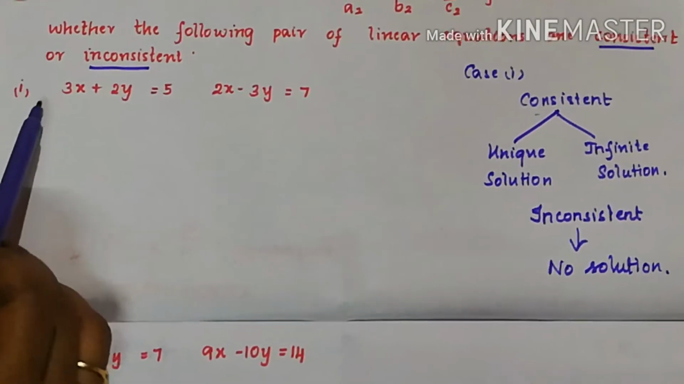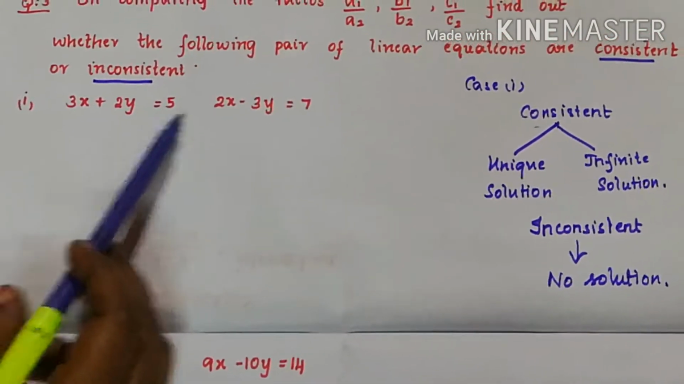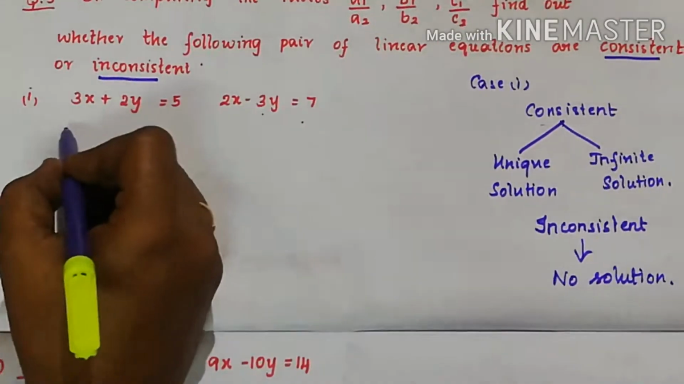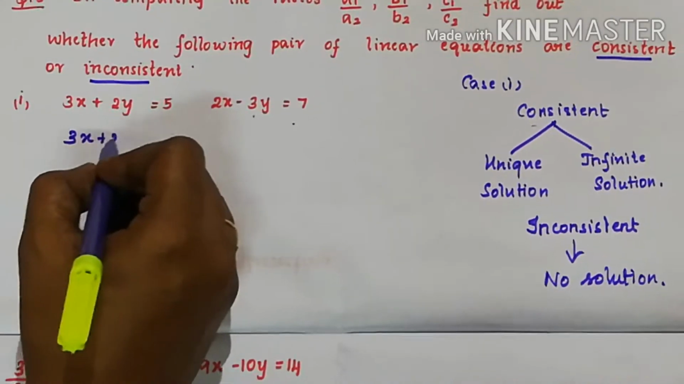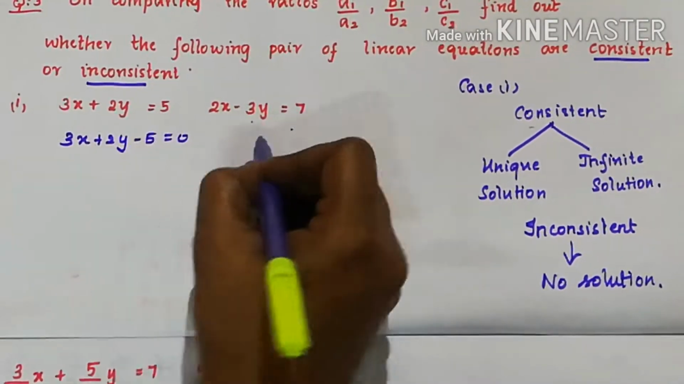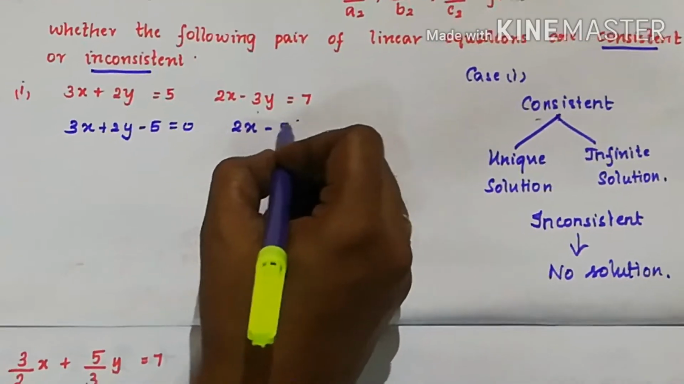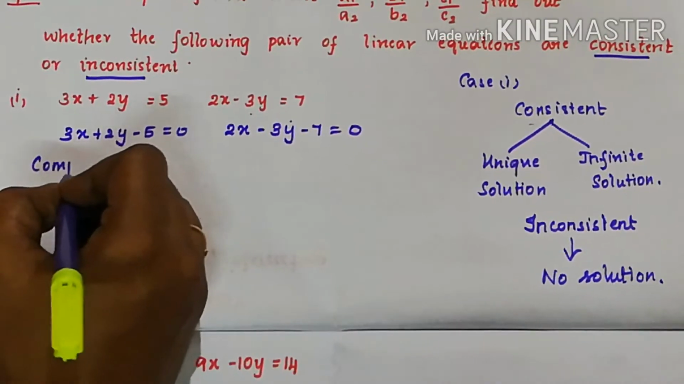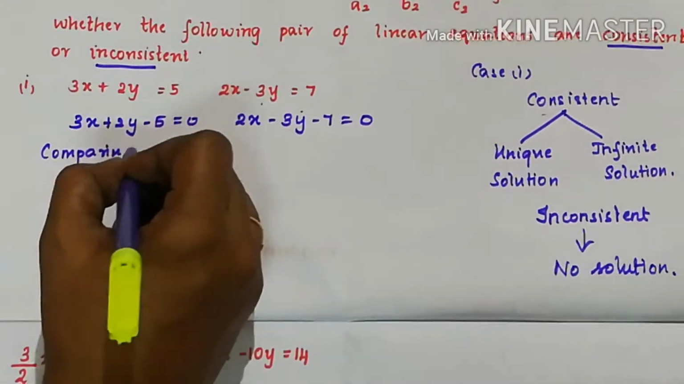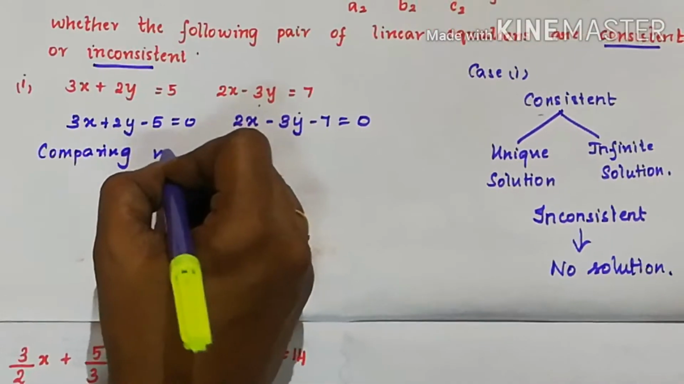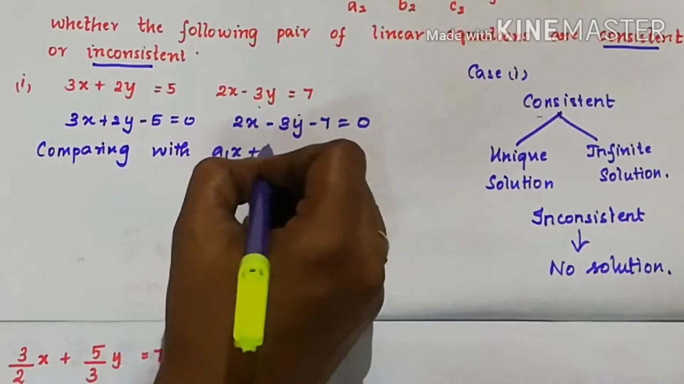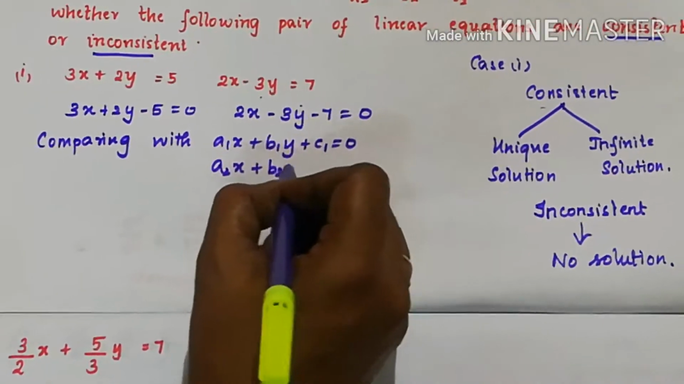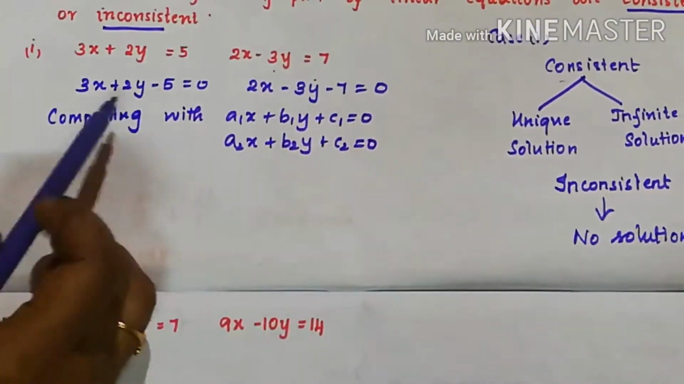In that, the first subdivision is 3x plus 2y is equal to 5, and 2x minus 3y is equal to 7. First we are going to rearrange the equation. So it will become 3x plus 2y minus 5 equal to 0. And here again the second one, 2x minus 3y minus 7 equal to 0. Now we are going to compare with the general equation. So comparing with a1x plus b1y plus c1 equal to 0, similarly, a2x plus b2y plus c2 equal to 0.